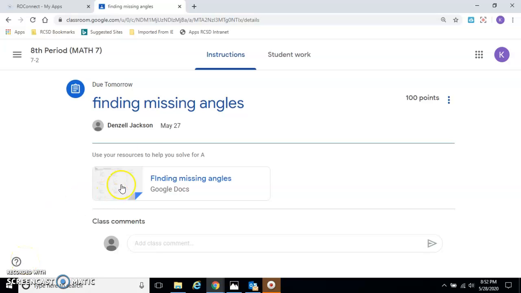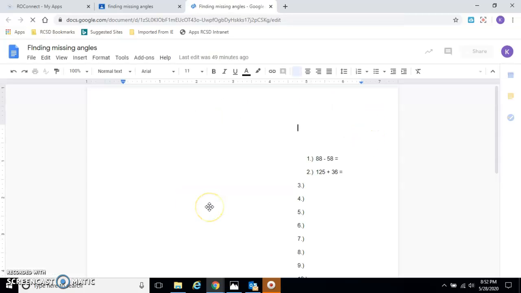Hi, 7th grade. Okay, how to complete this assignment: Finding missing angles. Use your resources to help you solve for A. Okay, finding missing angles, open up your Google Doc.